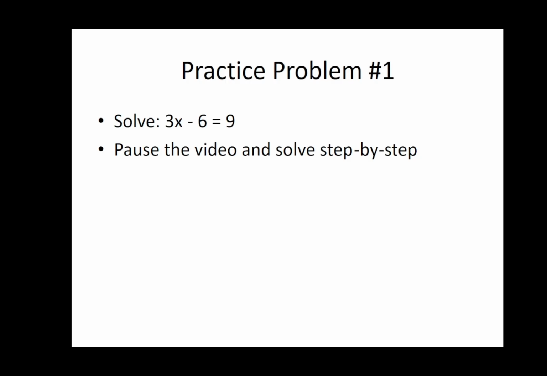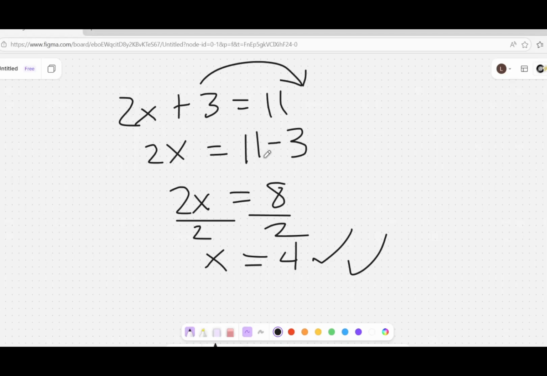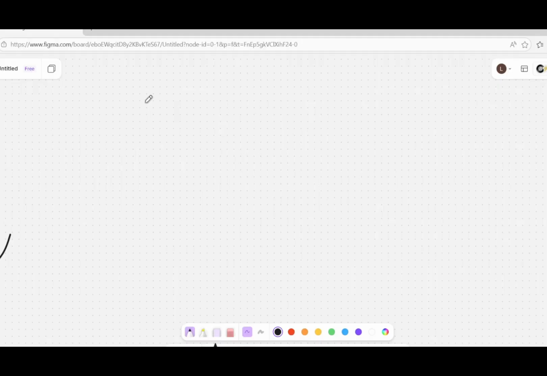Okay, so we'll solve it. We'll solve it now. So I'll just copy it on the screen and let's go. Wait a moment. So 3x. Let me just rewrite it first. And yeah, okay. 3x minus 6 is equal to 9.